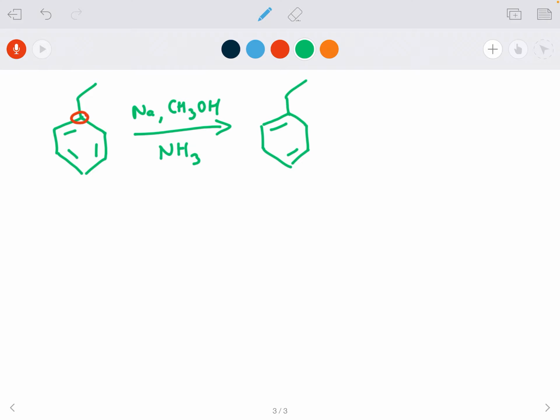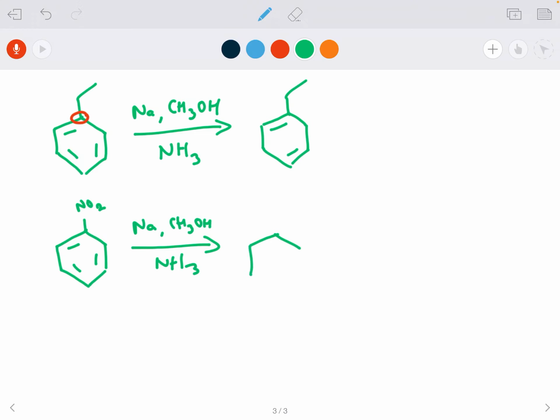However, if I have an electron withdrawing group, so now, say like NO2, an electron withdrawing group. If I react this with sodium, methanol, and ammonia in the Birch reduction, I will reduce at that position. So now my compound would look like this.